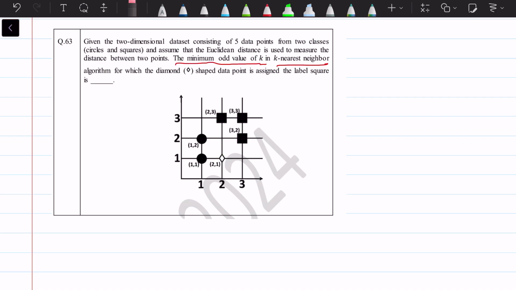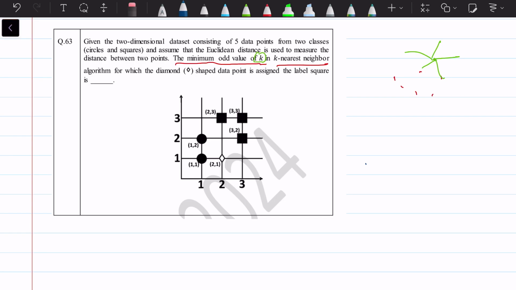Okay, so what is k nearest neighbor? So in k nearest neighbor we have data points, and when a new data point comes in, we check the distance of that data point from the nearby data points. And how many nearby data points we check the distance to, that is the number k. That's why it's called k nearest neighbor.